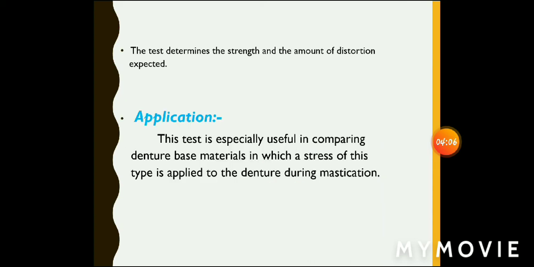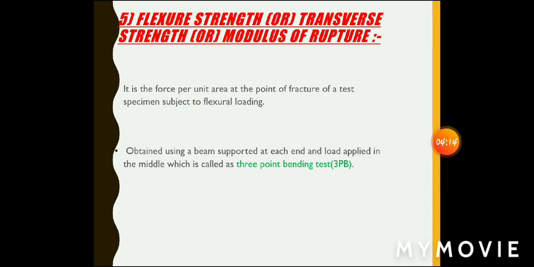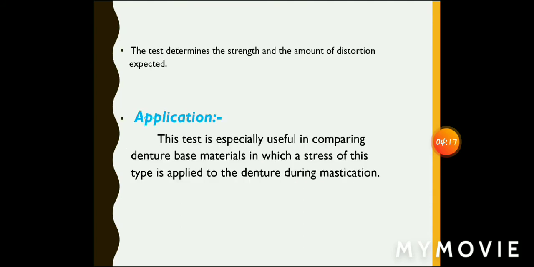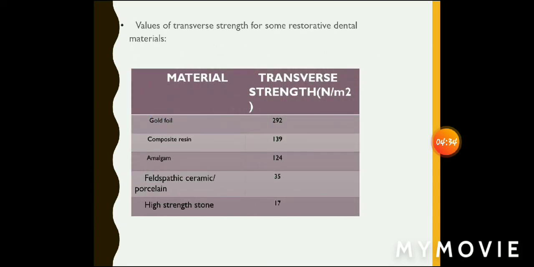And this test determines the strength and amount of distortion that is expected. So the application is that this modulus of rupture is used for comparing denture base materials, usually because these denture base materials will be subjected to all kinds of flexural stresses, multi-directional stresses. So that is why it is mostly used for comparing denture base materials. Okay, so these are the different material transverse strengths.